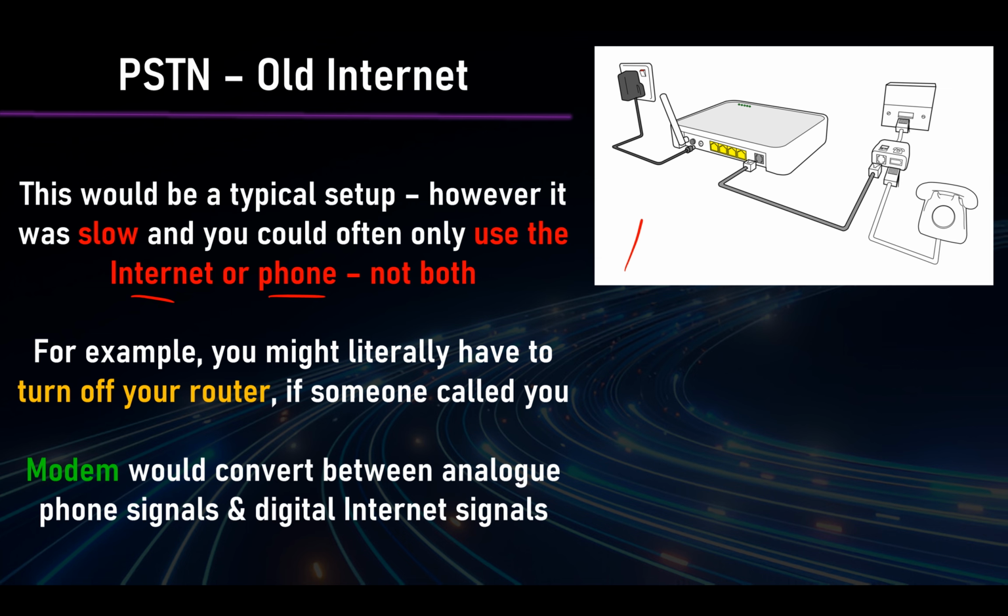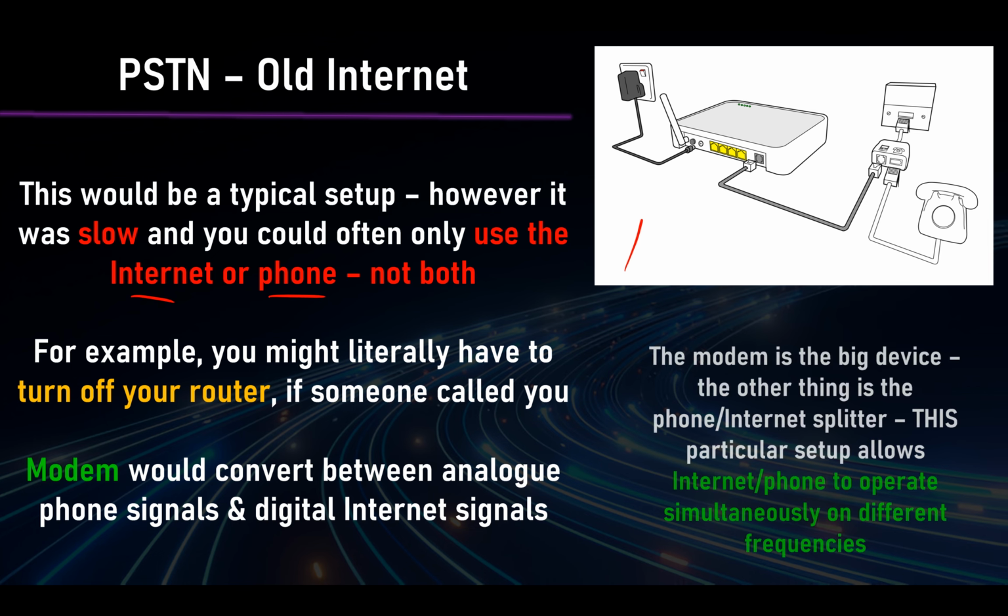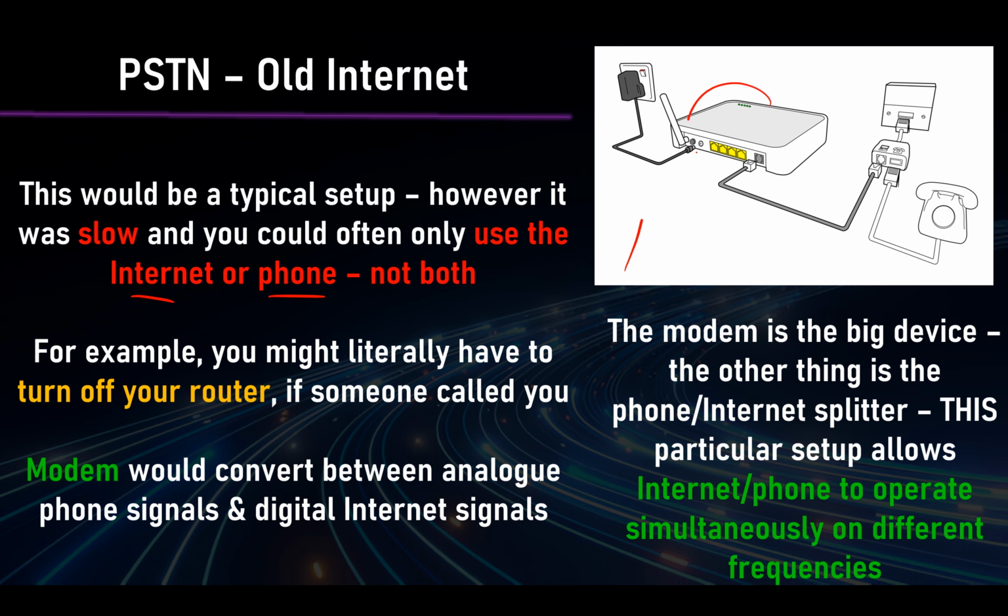So what you'd then use is a modem, and that would convert between analog phone signals and digital internet signals. The modem, as we see, is actually this big thing. Basically just a router, that's what you'd really call it these days.